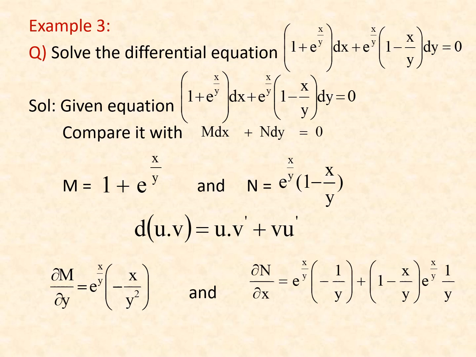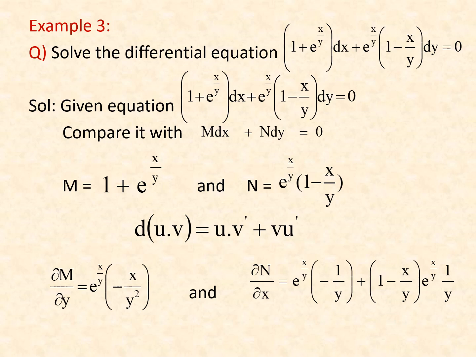So here m is nothing but 1 plus e to the power of x by y, and we got n is e to the power of x by y into 1 minus x by y. Next line, we have to do partial derivative of m with respect to y. So dou m by dou y is equal to, we have to do partial derivative of m with respect to y. So here 1 is constant, so this value becomes 0.